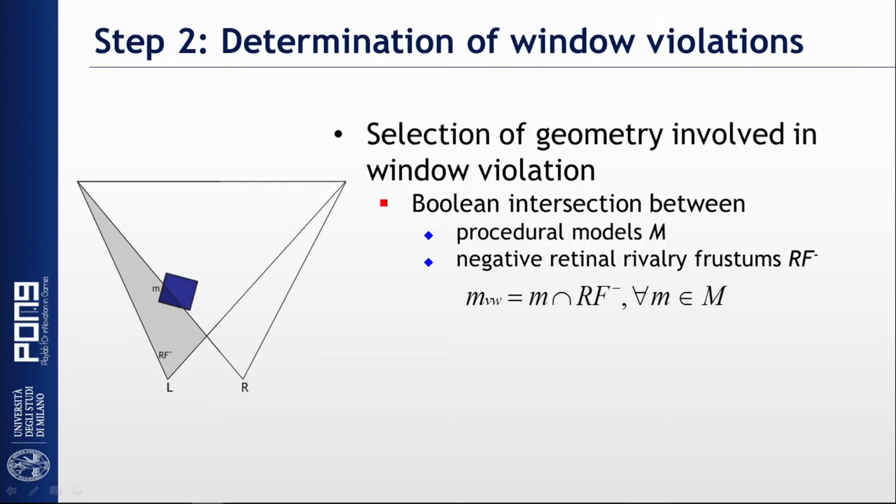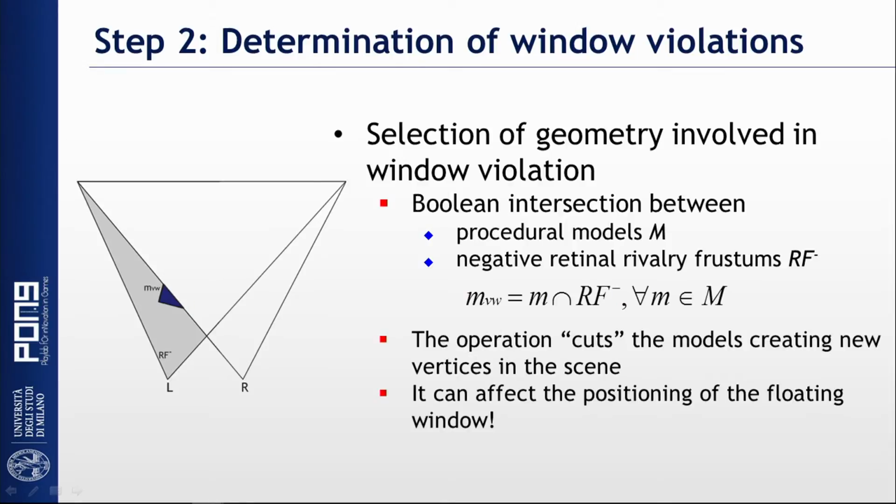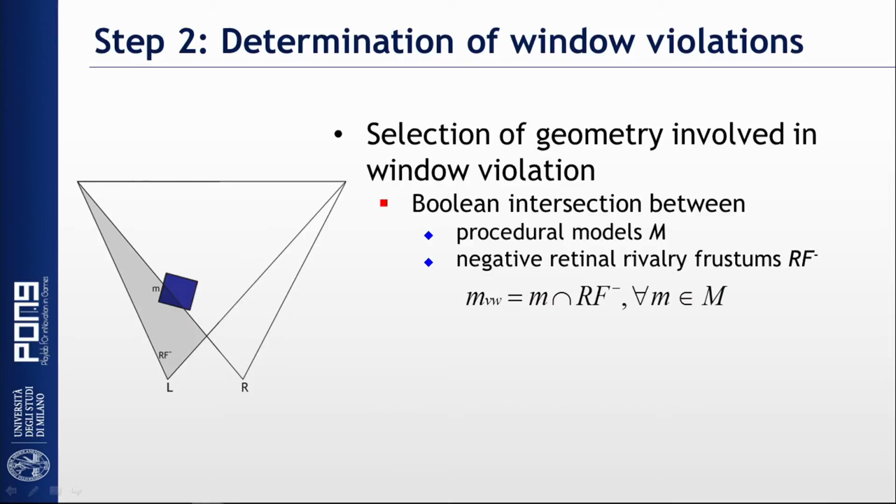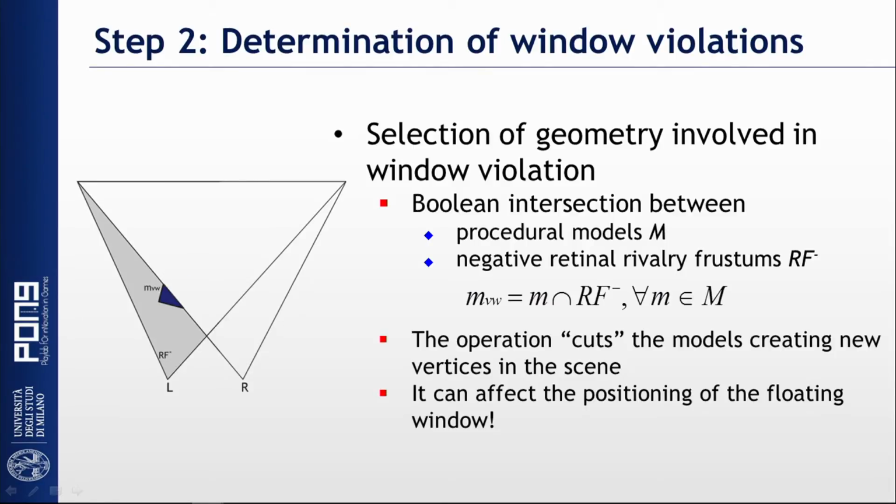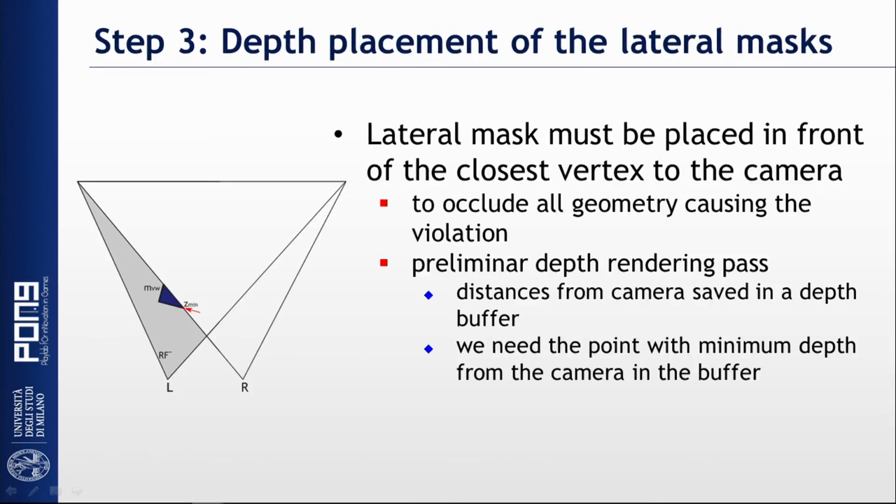Let's go fast. Top view, you do it on both sides. We have the model. You do a Boolean operation between the model and the solid of the negative retinal frustum, and you detect this one. In particular, we need this point because we have to place the mask here, and this vertex does not exist. You find it simply by doing a depth rendering pass in order to have a depth buffer, and you search for the minimum one. It's trivial if you have a triangle. It's not trivial if you have thousands and thousands of triangles.